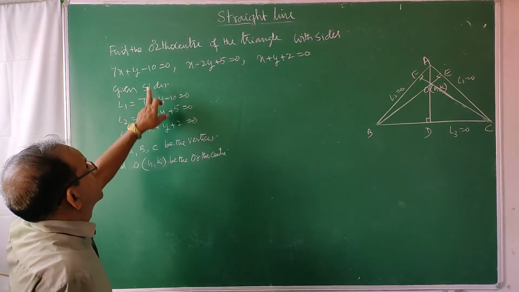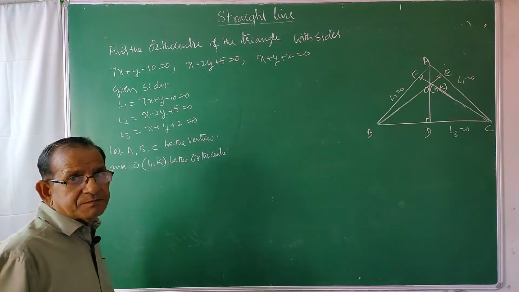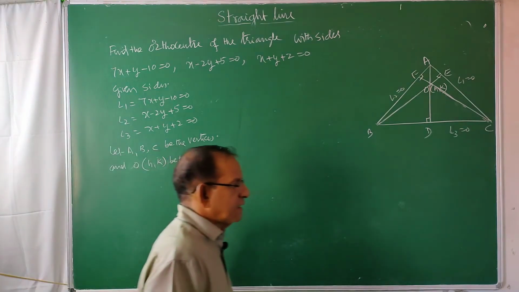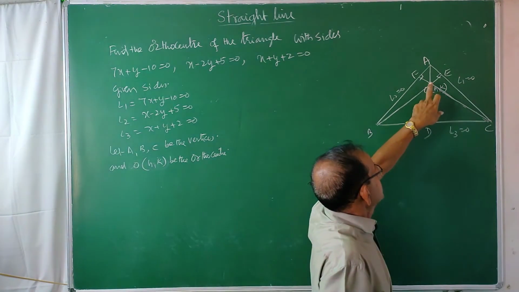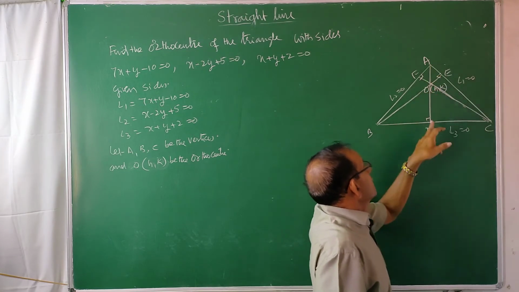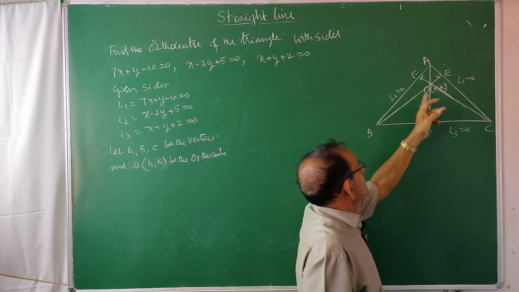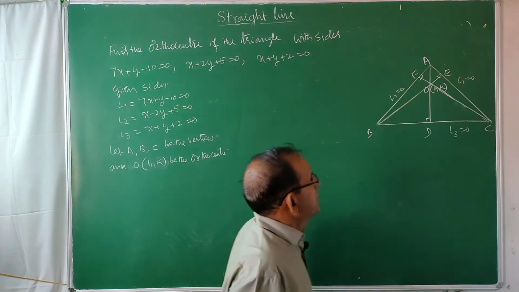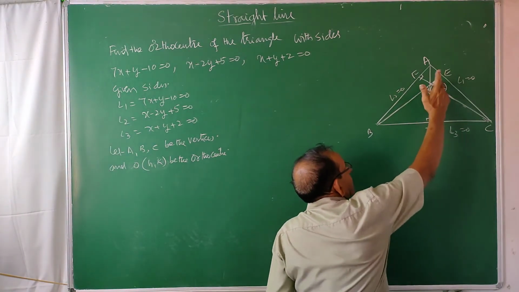Now here the three sides of a triangle are given. We have to find out the orthocenter of the triangle. Orthocenter is nothing but the meeting point of the three altitudes. The perpendicular drawn from A to BC is one altitude, like that the other two altitudes are BE and CF. We have to find out the point of intersection of the altitudes.